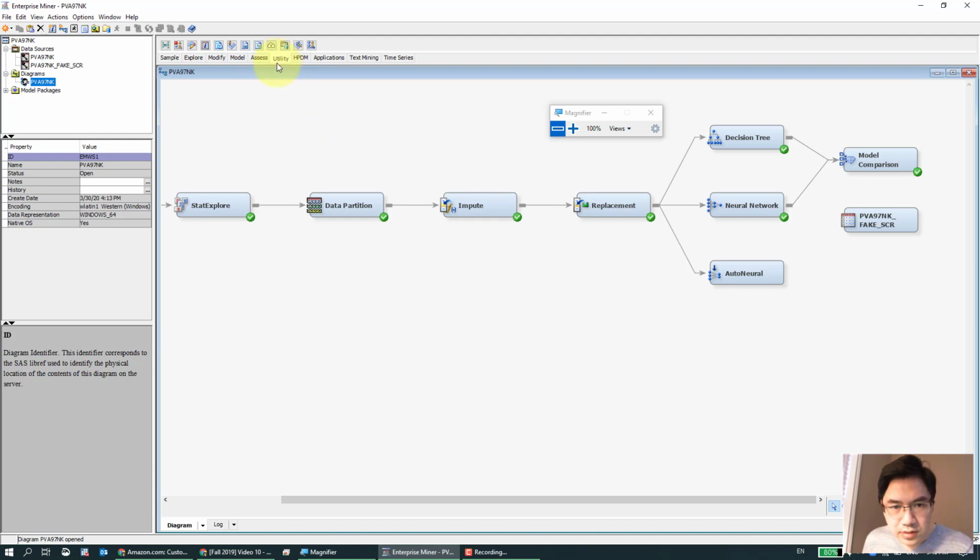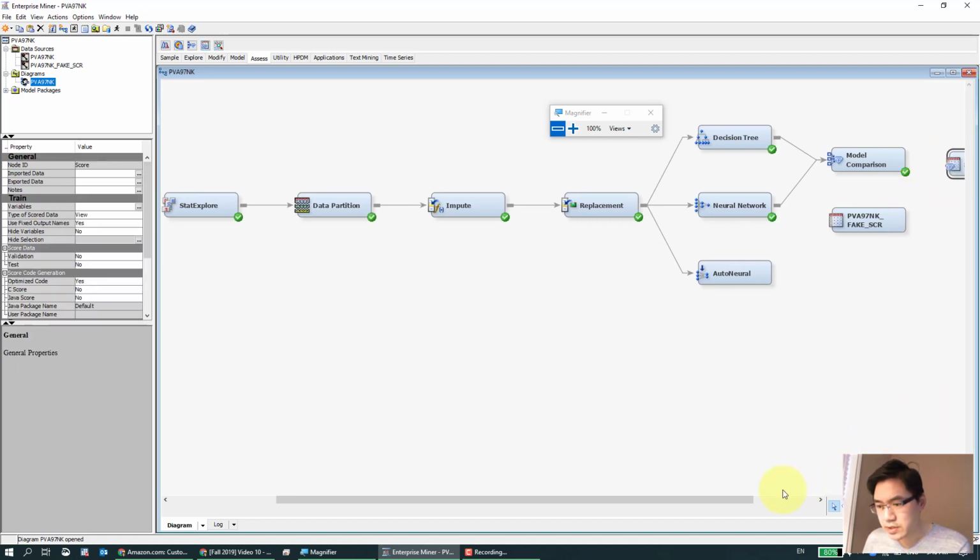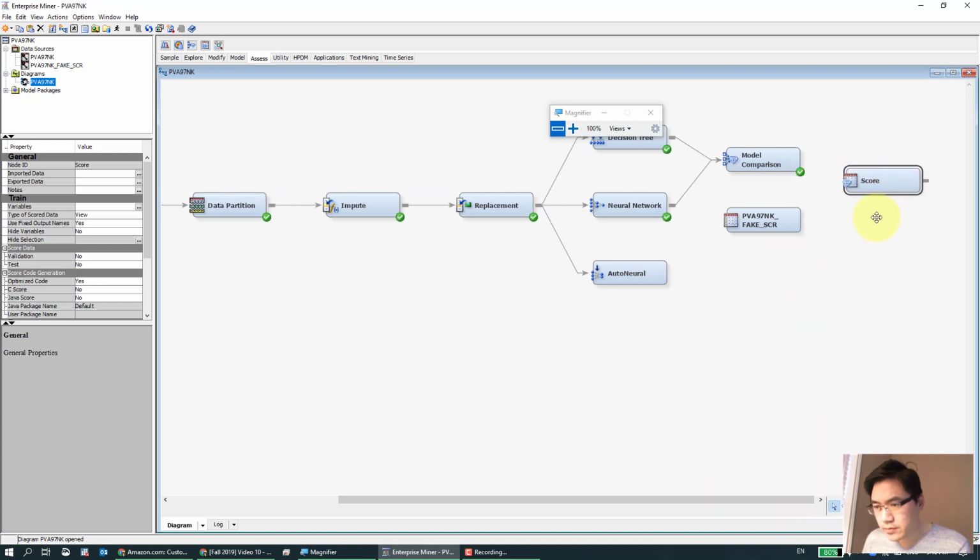The score node should be in utility. Score code export. Maybe it's in assess. It's in assess. So bring the score node into the diagram and rearrange the diagram. It's the score node that is used to apply the trained model, the best model that you select, on the score dataset. So you need to link the model comparison node and the score dataset together to the score node.